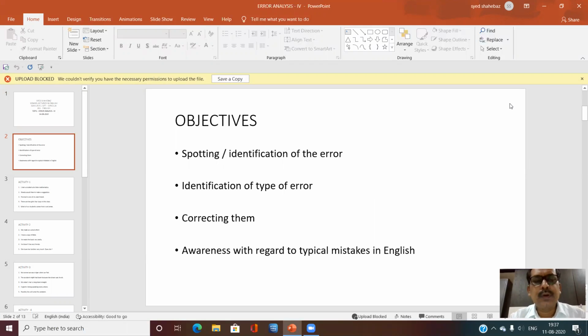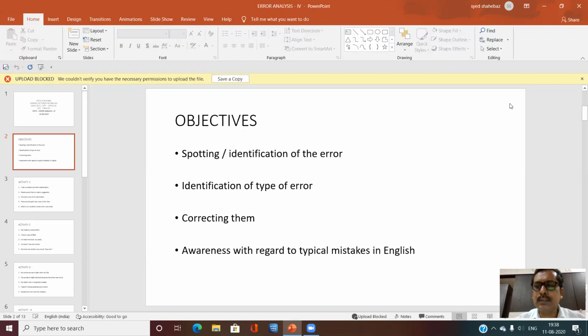The objectives of this lesson are spotting and identification of the errors. Spotting the errors, identification of the errors. That is the first step. And the second step is identification of type of error. Whether the error occurred in the use of noun, pronoun, adverb, adjective, vocabulary, redundancy, tenses, etc. So, identification of the error.